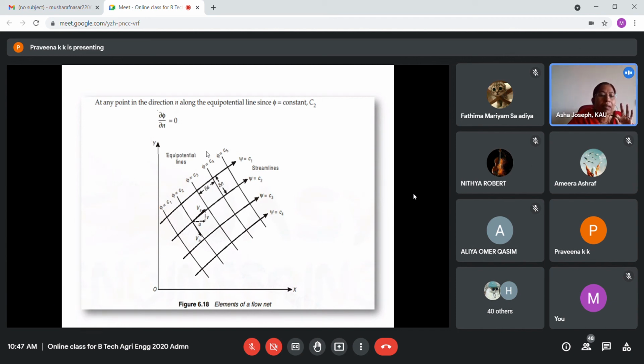I think in that flow net explanation, this also has to come there. It hasn't come. I already told Pravina that we will include it and show it while sharing the PPT. So these are the equipotential lines. These are the stream lines. Now go to the previous slides.